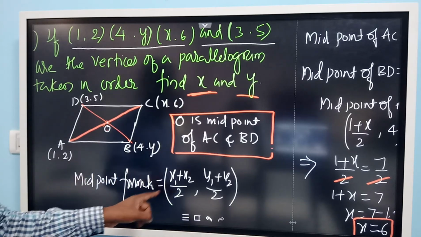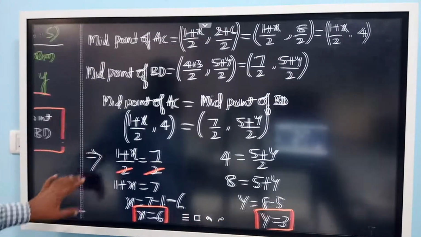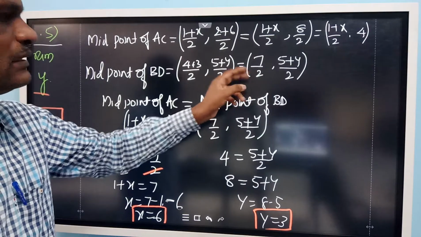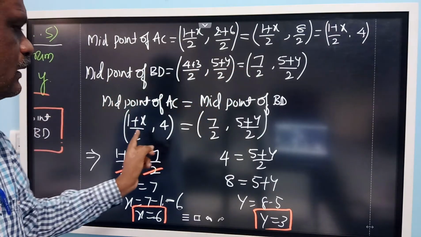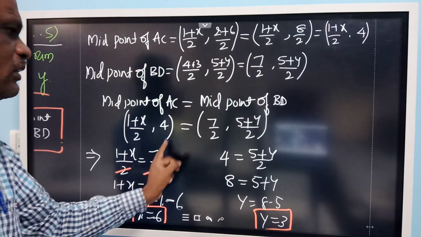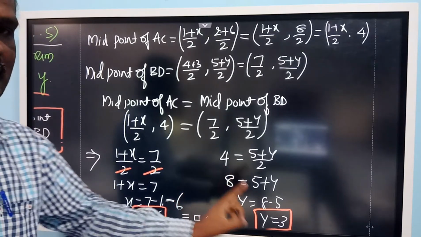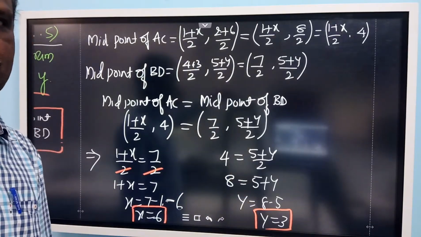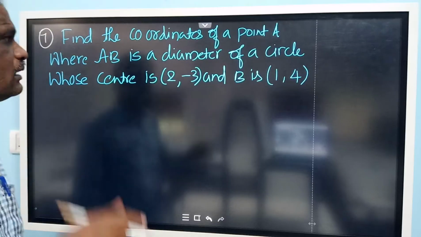After using this midpoint formula, you very easily get that both midpoints are the same. Equate them, x coordinate with x coordinate, y coordinate with y coordinate, and you will get x is equal to 6 and y is equal to 3.